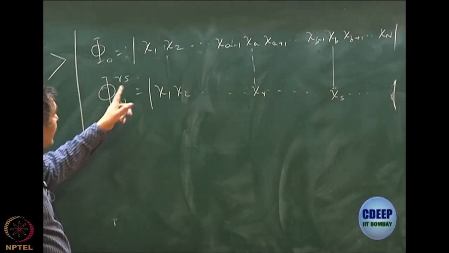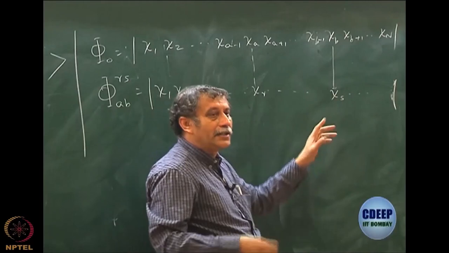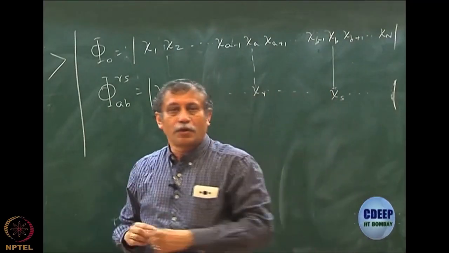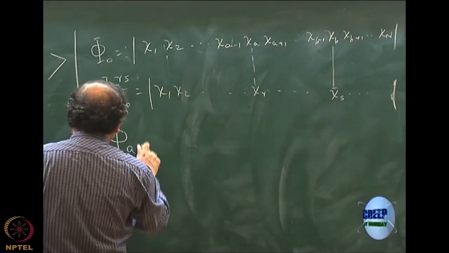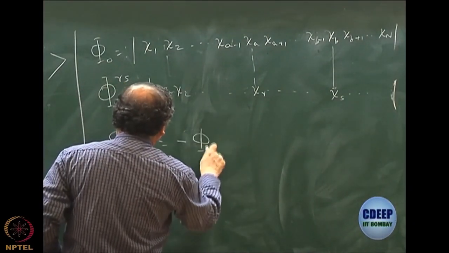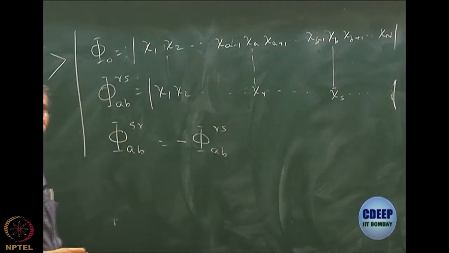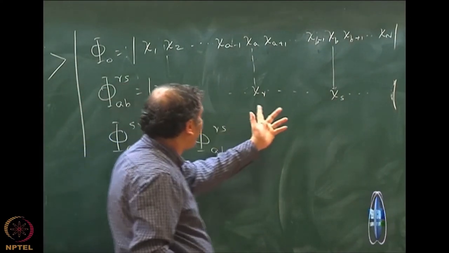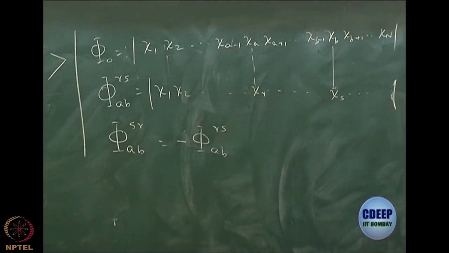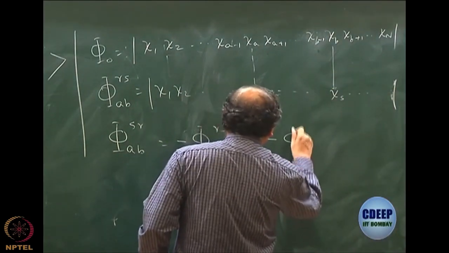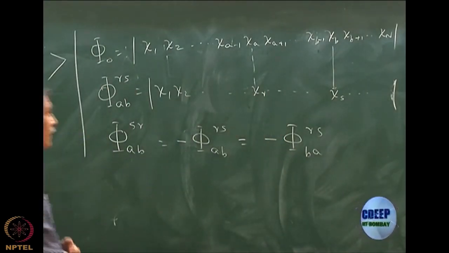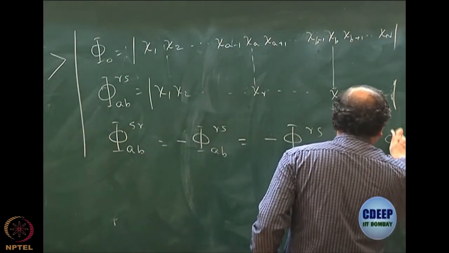On the other hand, if I replace A by S, B by R, the only thing that will happen is that this will be the negative of this determinant, because this is essentially interchanging two columns. Is it clear? So I can write the equation that phi AB SR is minus phi AB RS. If you replace A by S and B by R, that is simply the negative of A by R, B by S, because in the final determinant, R and S are changing places. So that is the reason it is negative. Similarly, I can say this is minus phi BA RS. Is it also clear? It is the same thing, B to R, A to S.